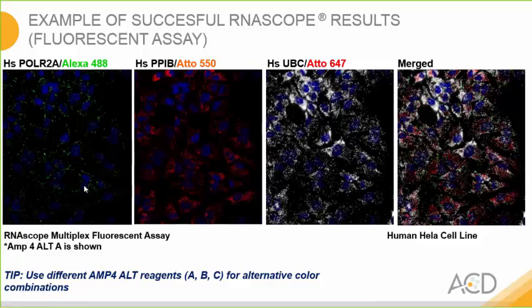Polr2A is the C1 probe. It's a medium low expressor. PPIB is a C2 probe. It's a medium expressor. And then UBC is a medium to medium high expressor. It's a C3 probe. For this assay, the majority of customers use fresh frozen samples.